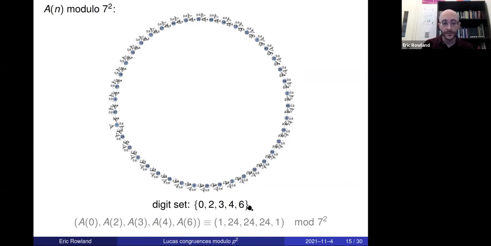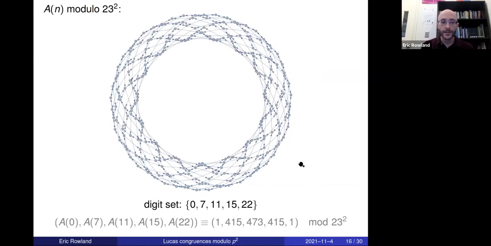And modulo 7 squared, this digit set seemed to work. And you get this big cycle, modulo 49. Here are the Apery numbers corresponding to these digits and their values modulo 7 squared. So this seems to be the right digit set. So modulo 5 squared, the right digit set seemed to be 0, 2, 4. This seems to be the right digit set for 7 squared.